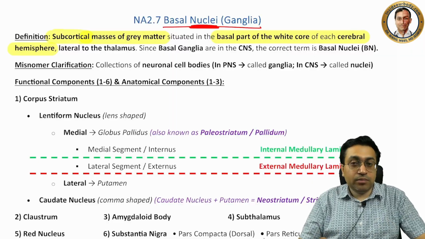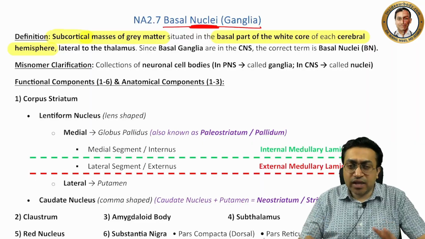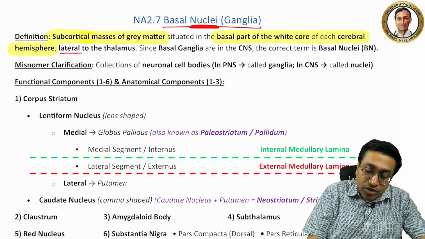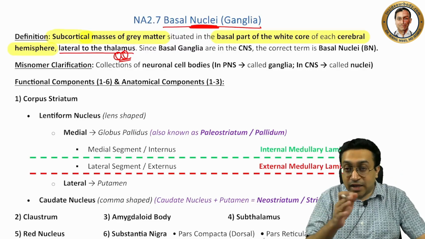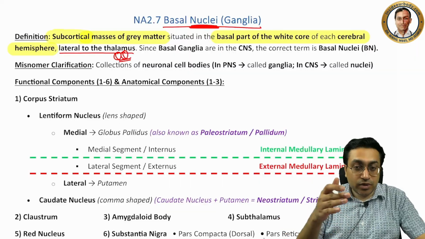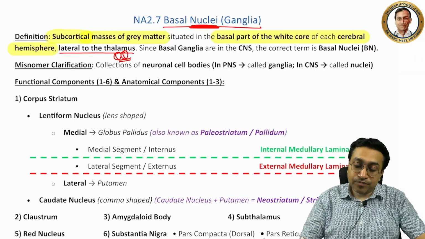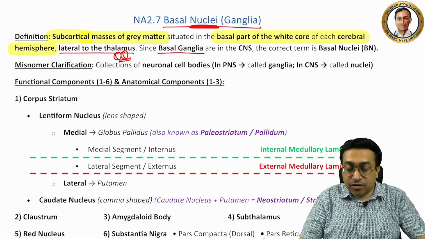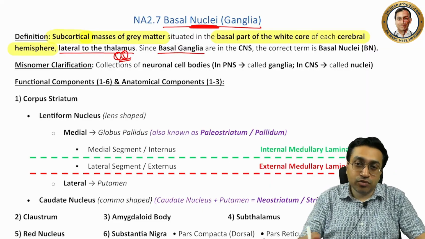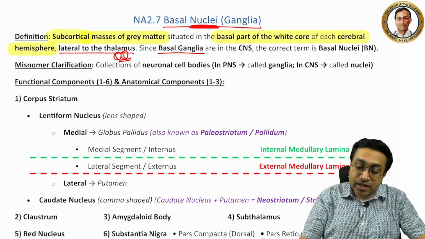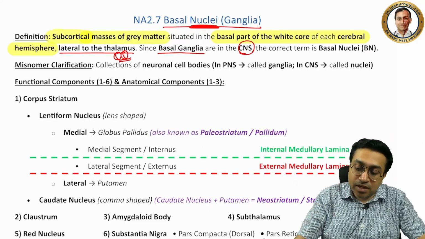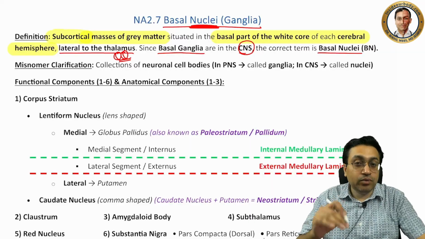First I need to acclimatize you to the terminologies to be used here and the schematic representations. So the first and foremost important question in this topic is that this group of nuclei is located lateral to the thalamus. We have yet to discuss the thalamus in a while. Now, since these basal ganglia, which is the famous word you will see in most of the textbooks of anatomy, are located in the CNS we are talking about, hence the term is labeled as basal nuclei now. Better word is basal nuclei.